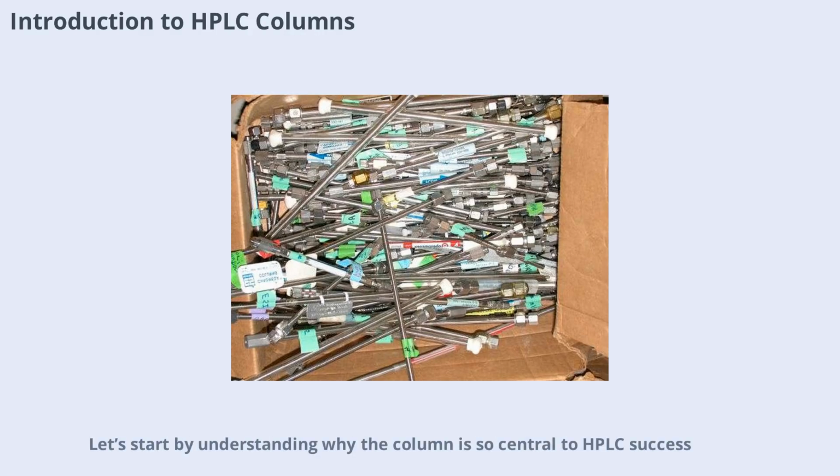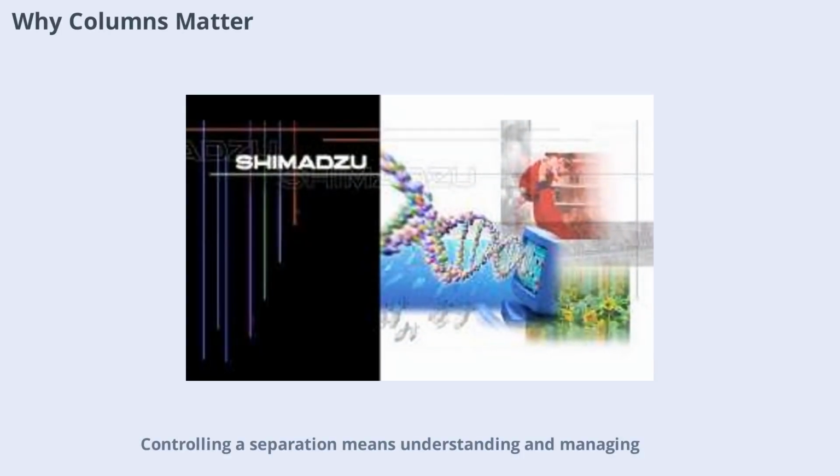Let's start by understanding why the column is so central to HPLC success. Controlling a separation means understanding and managing the chemistry and physics inside the column. Different columns can vary in their plate number, band symmetry, retention, band spacing, and lifetime. These factors directly affect the quality of your separation and the reliability of your results. By choosing the right column and maintaining it properly, you can optimize your HPLC performance and minimize troubleshooting. Let's look at what makes each column unique and how these differences impact your analysis.